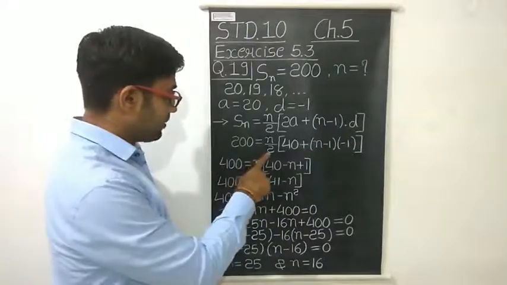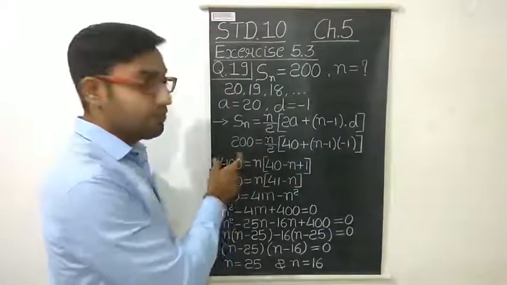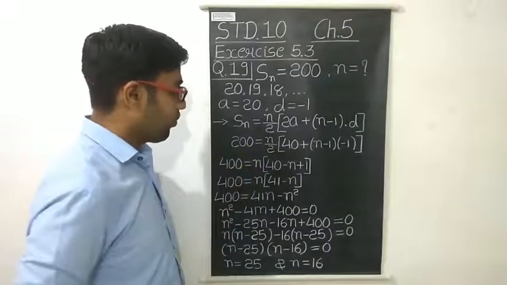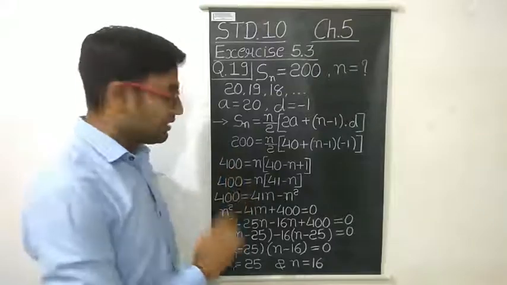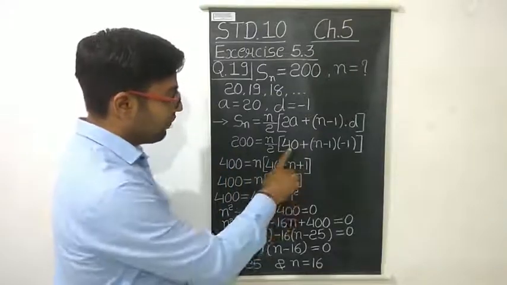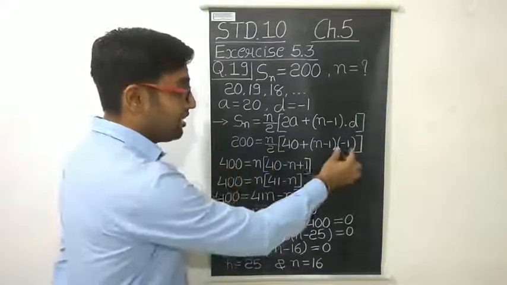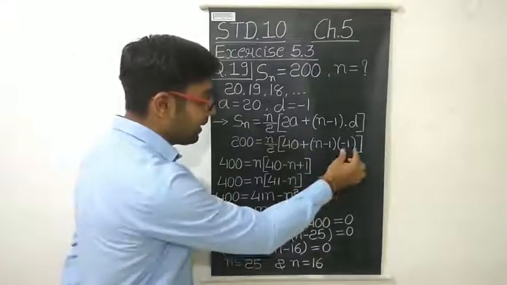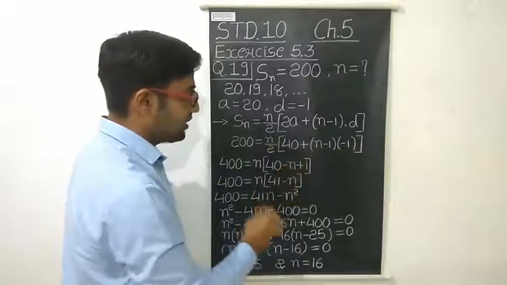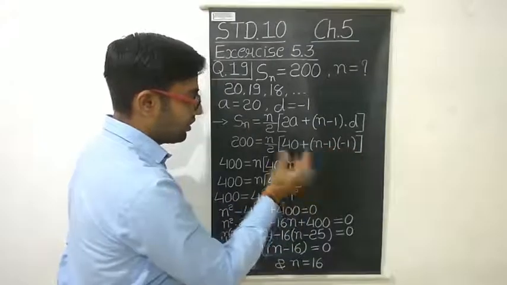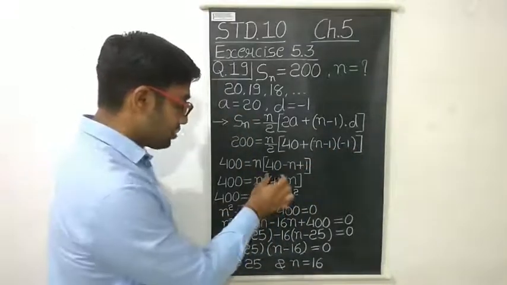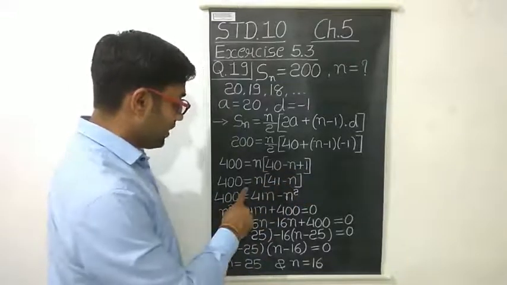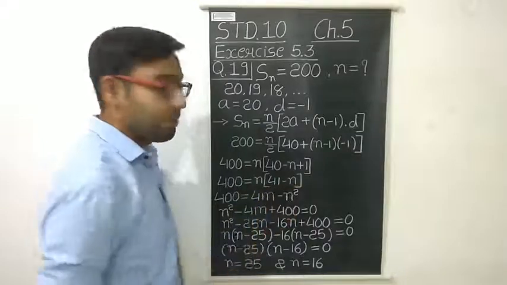Now take this 2 to the left hand side, it will multiply with 200. So we will get 200 twos are 400. n will remain as it is, in the bracket 40 will remain as it is. This minus 1 will multiply to this bracket. Minus 1 into n, minus n, minus 1 into minus 1, plus 1. So simplifying this, we will get 40 plus 1, that is equal to 41. So 400 is equal to n in the bracket, 41 minus n.